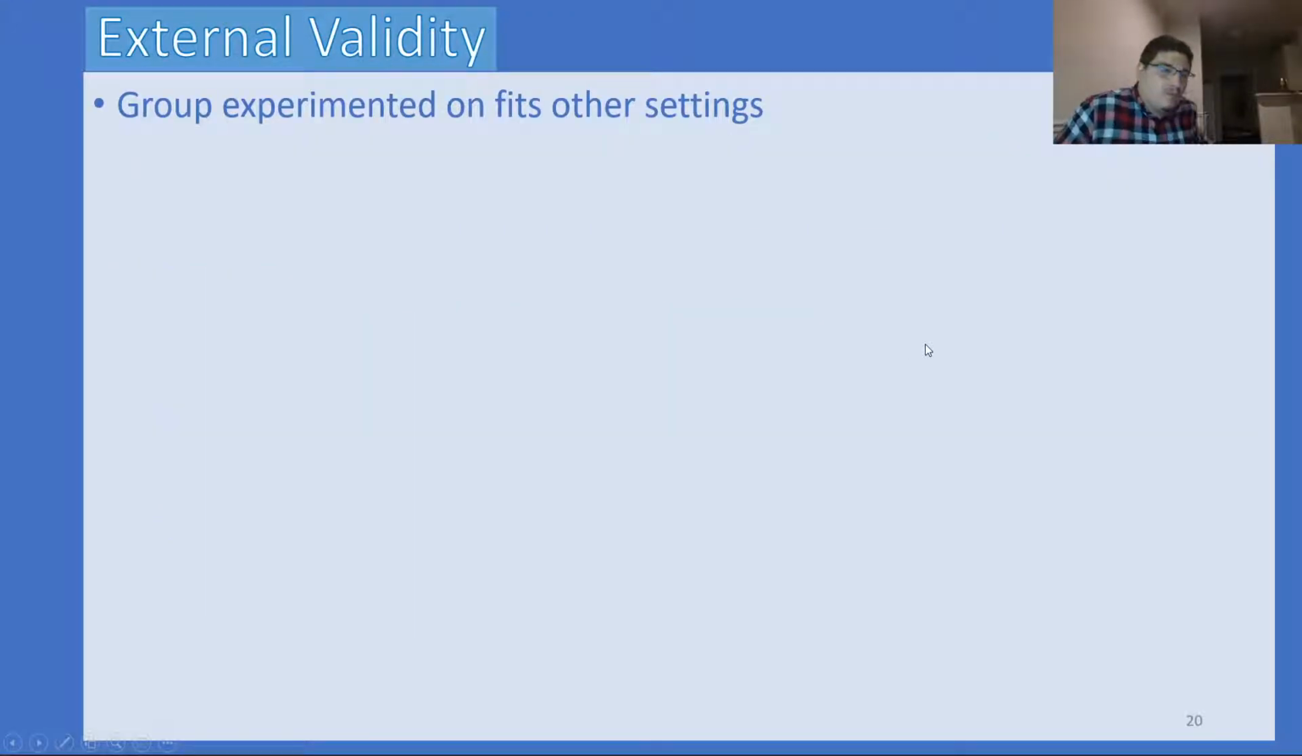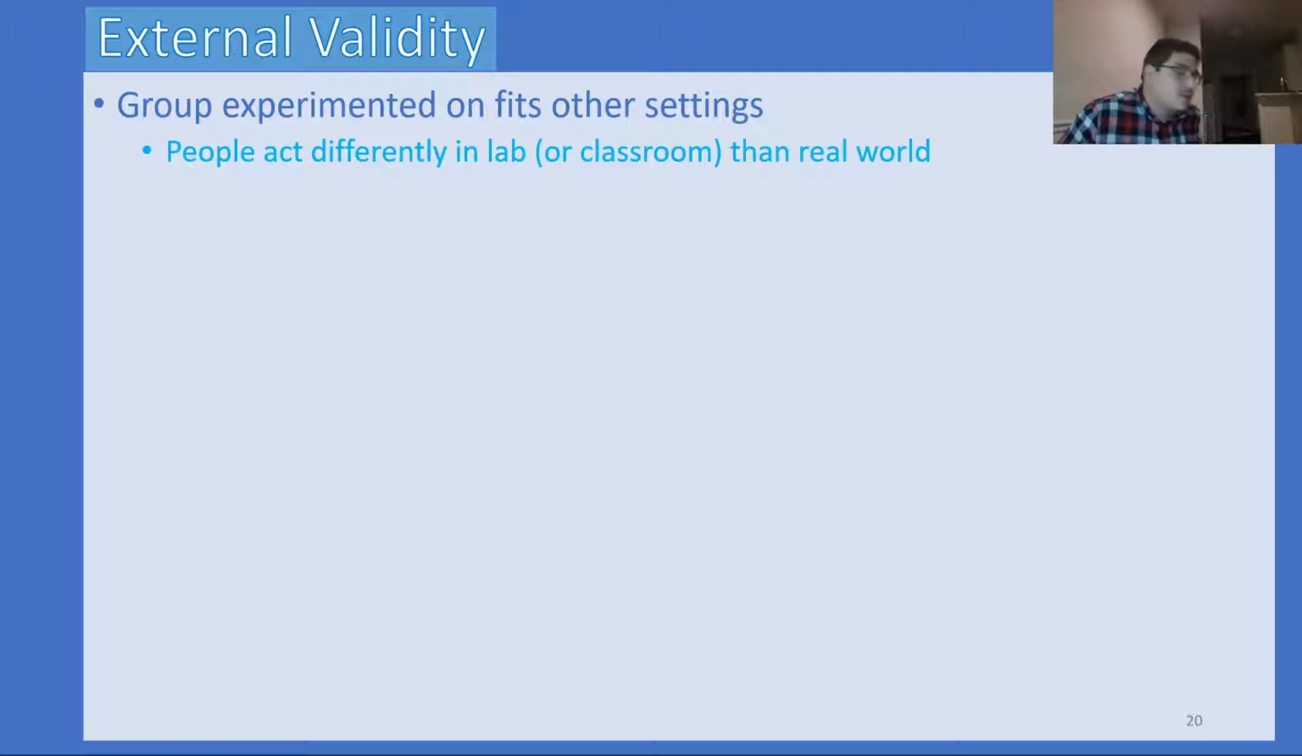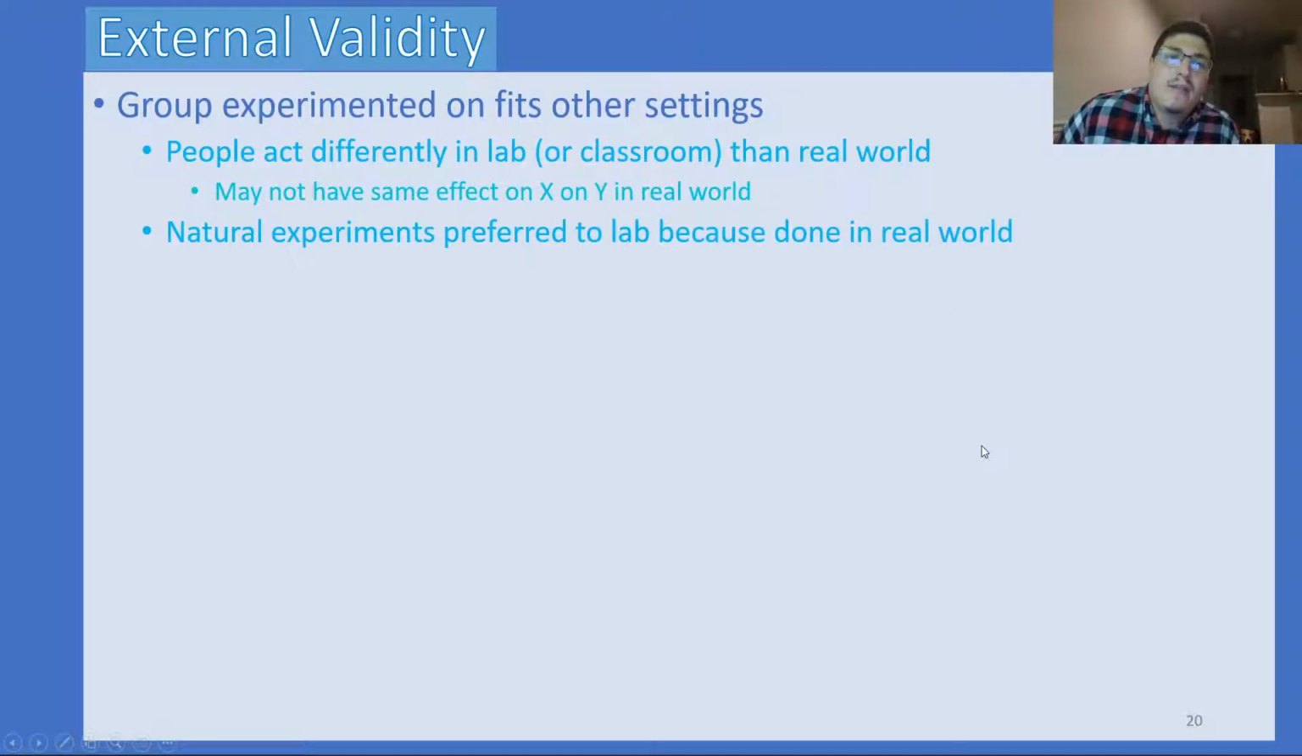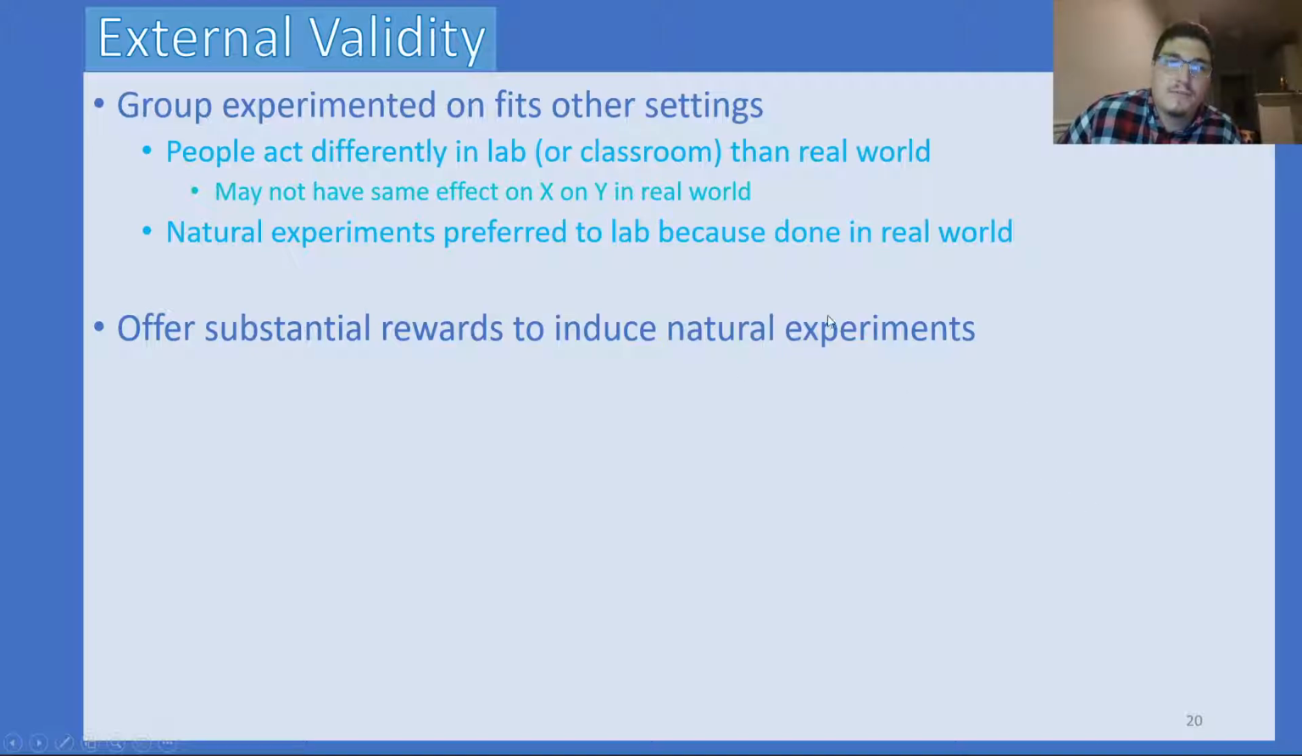External validity here means that the group experimented on fits other settings. This one's much more self-explanatory than identification. One thing to note here is that people obviously act differently in a lab or in a classroom than in the real world. So you might not have the same effect between variables in the classroom as you have in the real world. Natural experiments are much preferred to lab experiments because they're done in the real world.